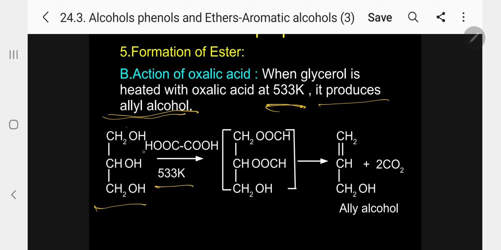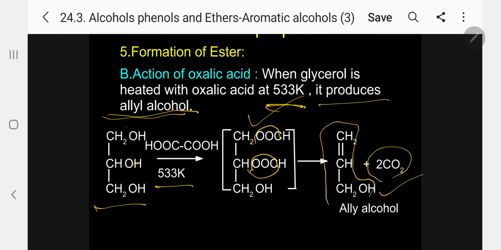As usual, at 533 Kelvin, both OH groups undergo esterification, leaving carbon dioxide and glyceryl triester, which is unstable. So it is decomposing, releasing carbon dioxide, 2 moles, producing this allyl alcohol. So this carbon dioxide, and here also carbon dioxide is going out. So we are getting now correspondingly this product, allyl alcohol.